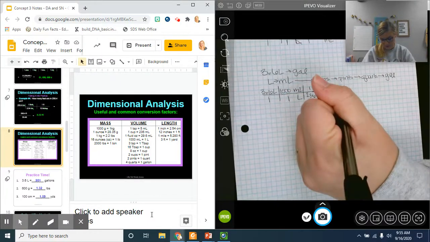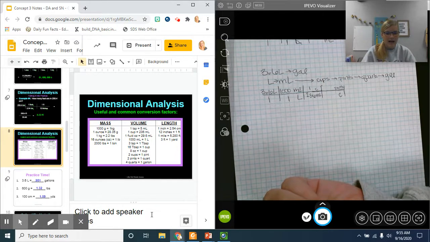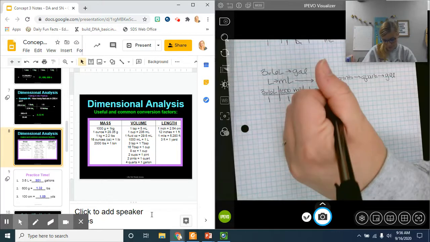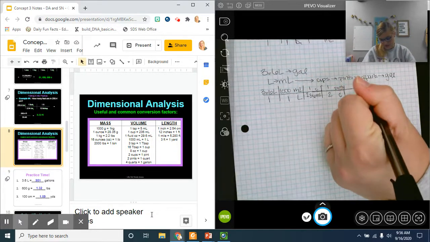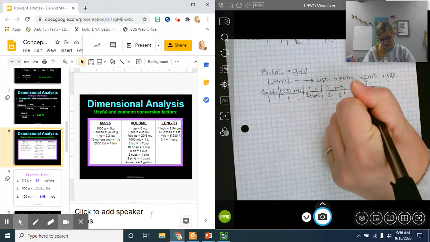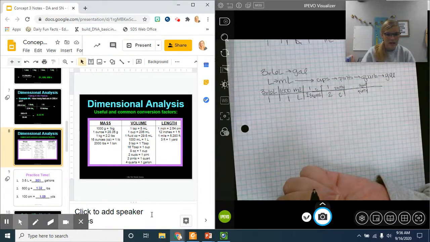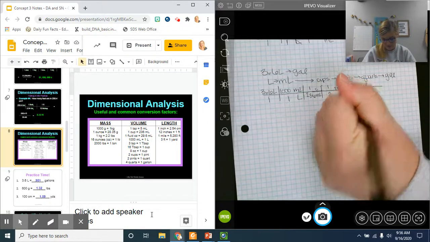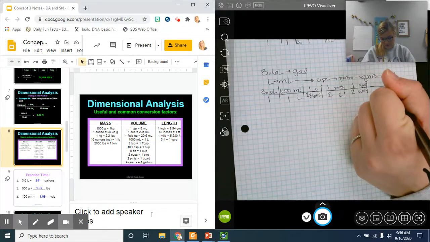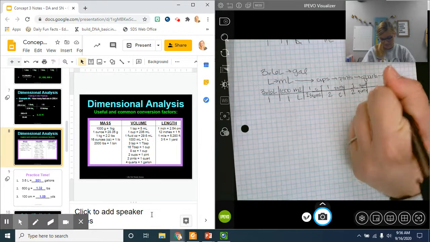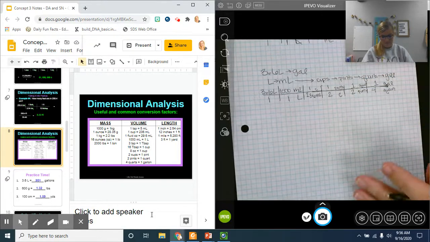Then I'm going to go from cups to pints. So I have 1 pint for every 2 cups. Then I go and cancel out pints and I put in quart. So how many pints do I have in a quart? I have 2 pints in 1 quart. And then I'm going to finally do from quart to gallons. So I have 4 quarts in 1 gallon.